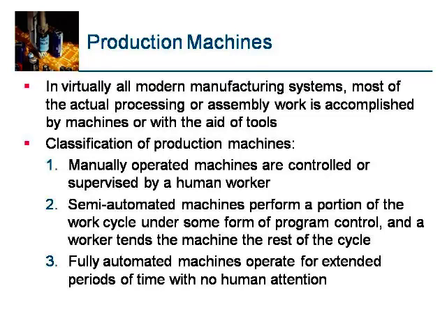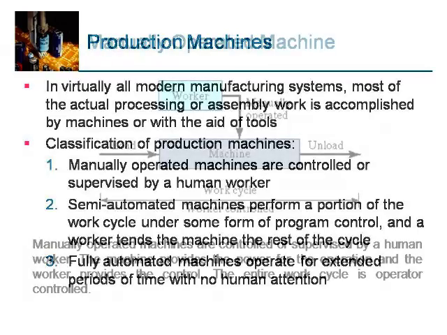A fully automated machine operates for extended periods of time with no human intervention. In a CNC machine, the entire program is fully automated, and all the operations are done on the work part as per the program given to the machine.